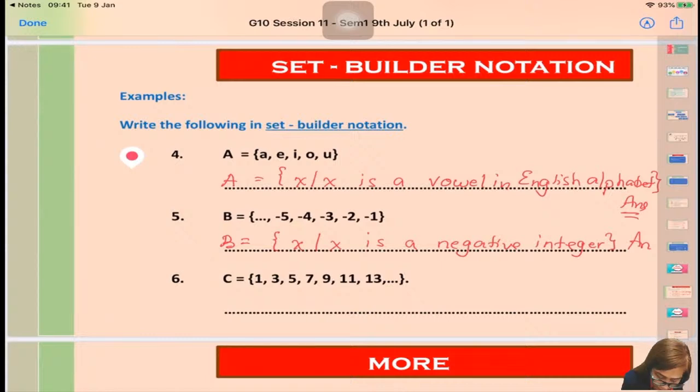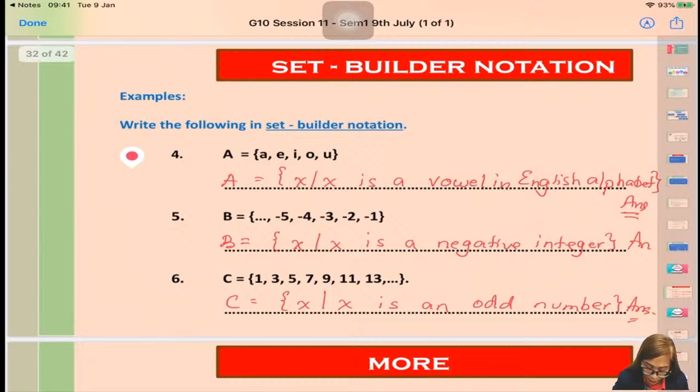Next is C. What is common to these numbers? 1, 3, 5, 7, 9, 11, and 13. This is the set of all x such that x is an odd number. These are odd numbers.